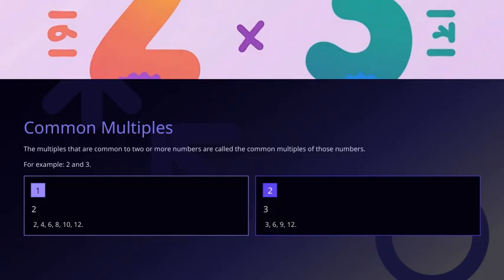Notice that 6 and 12 show up in both lists. These are what we call common multiples because they are multiples of both 2 and 3. Understanding common multiples helps us find shared factors and solve problems involving multiple numbers working together. It's a key concept in understanding how numbers relate to each other, which ties into the broader theme of discovering patterns and relationships in math.